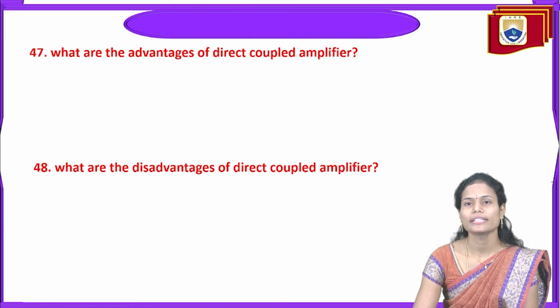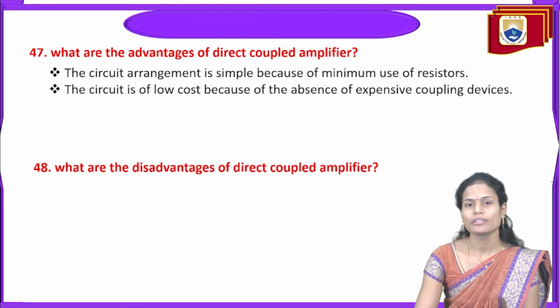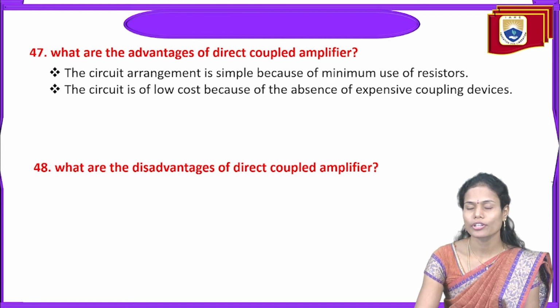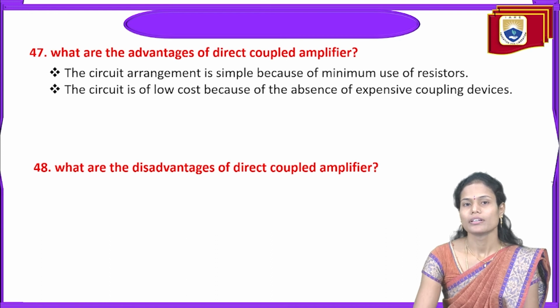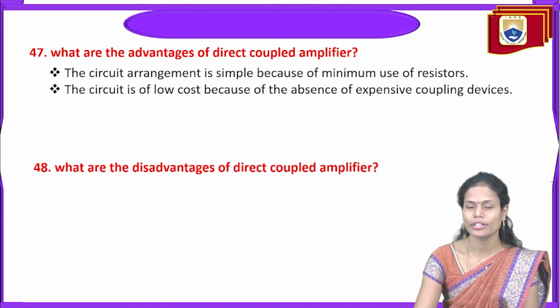And next, what are the advantages of direct coupled amplifier? In the direct coupled amplifier, we are not utilizing any coupling elements, so it is a very simple circuit; with resistors only we can implement this. And the cost of this one is also very less. Why? Because we are not utilizing any coupling elements here.